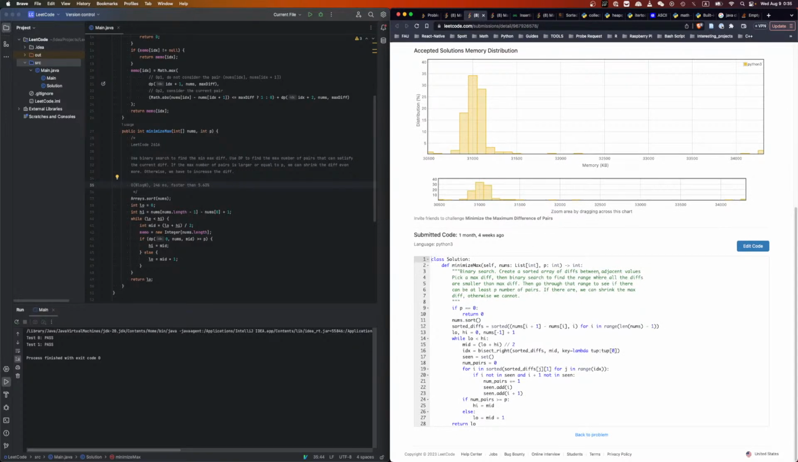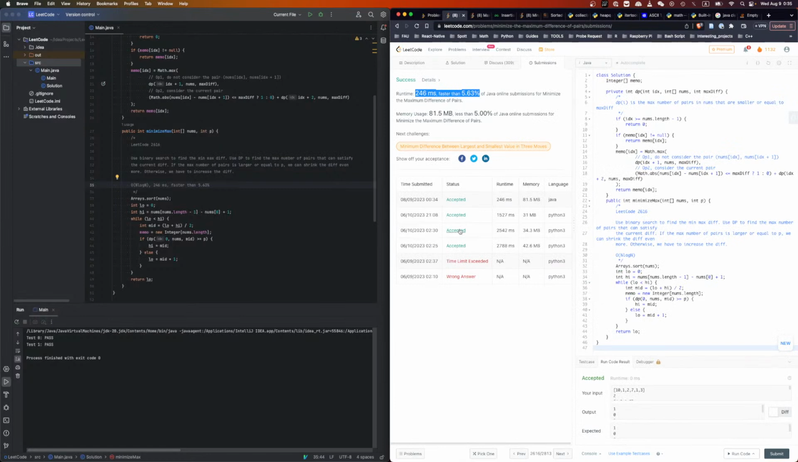Sorted array of diffs between pairs. Pick a max diff, then binary search to find the range where all the diffs are smaller than max diff, if there can be at least p number of pairs. Isn't that what we're trying to do? We sort the diffs. I mean, that's basically the same idea, right? What else?